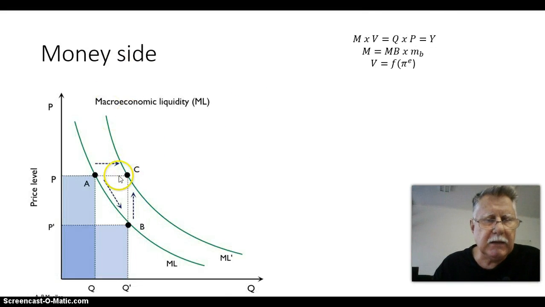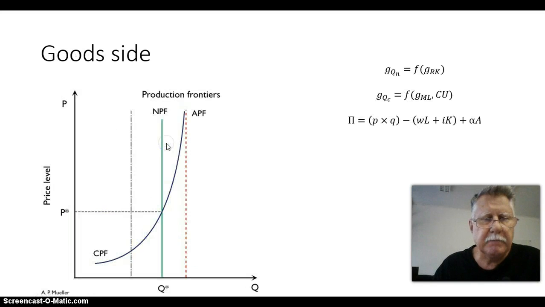Here is the money side, and it's a curve that, on the downward, increases purchasing power at a given size of macroeconomic liquidity. Changes in the amount of macroeconomic liquidity will move the curve to the right when it's an increase and to the left when it's a decrease. Here are our production frontiers, the absolute, the natural, and here the cyclical. And here is an important point.